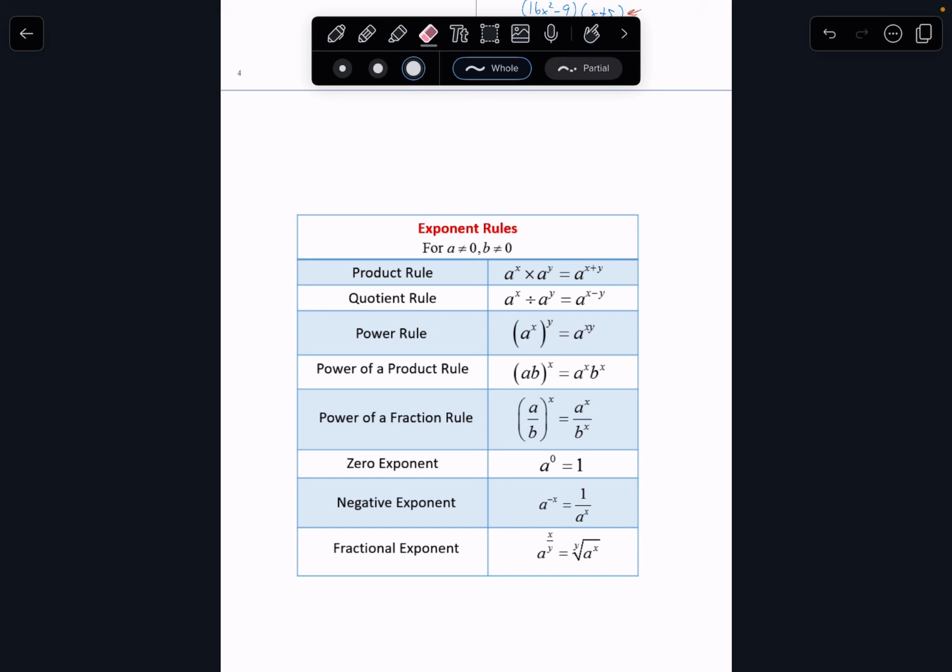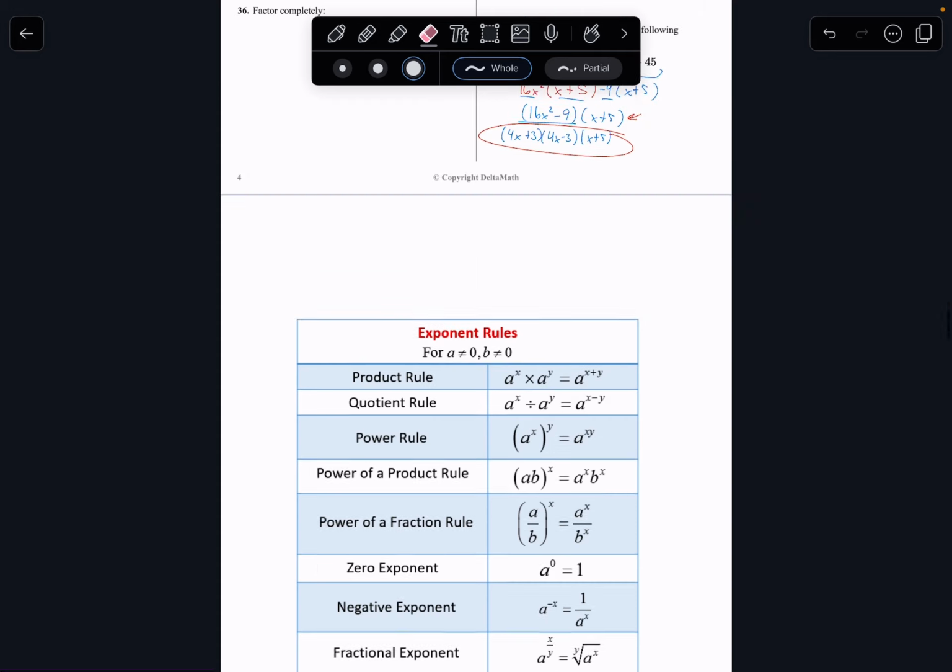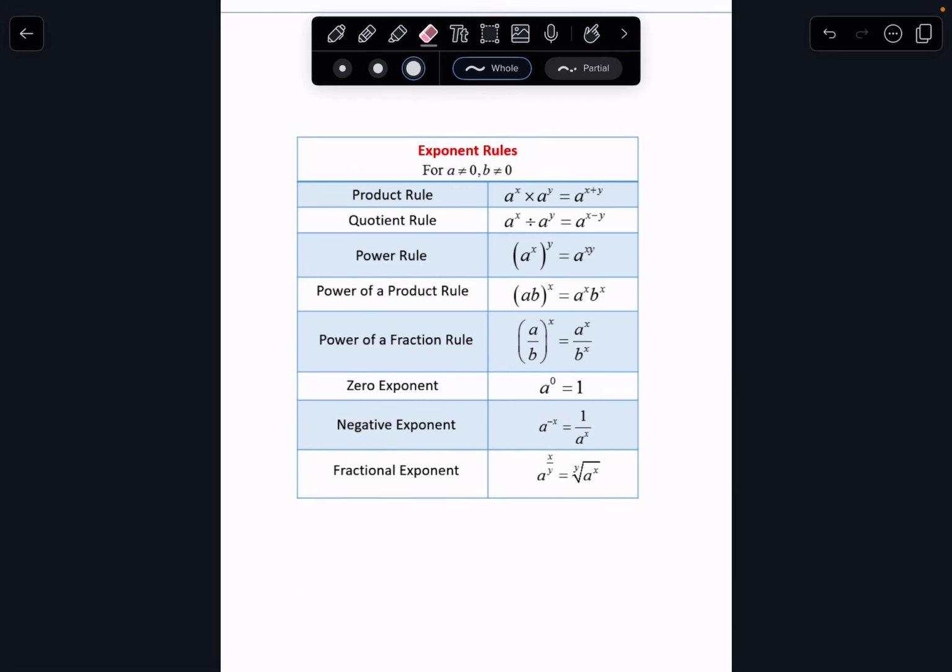All right. So what I want you to do is on that blank page in your packet, go ahead and pause this video and copy down all of these rules. These are exponent rules that you're going to want to have memorized and know how to use. And what I'll do is as we're going through the video, I'll kind of refer back to these as we work through it. So pause and copy it down.